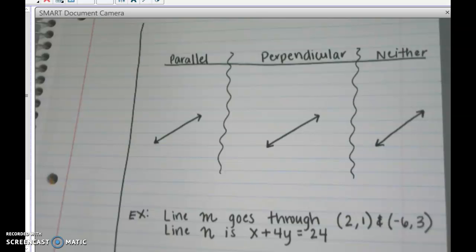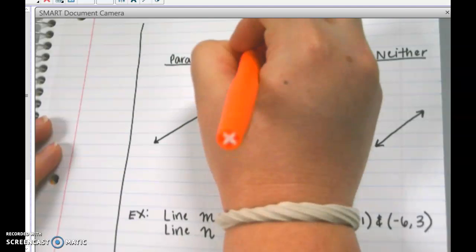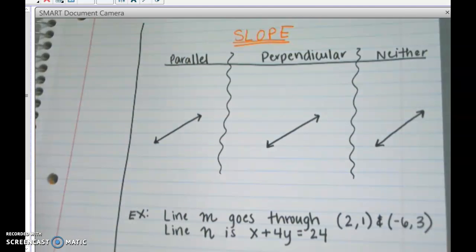Alright, so when we are deciding if lines are parallel, perpendicular, or neither, we are going to look at the slope. Basically, this is a slope problem. We're comparing the two different slopes that we get for each problem.